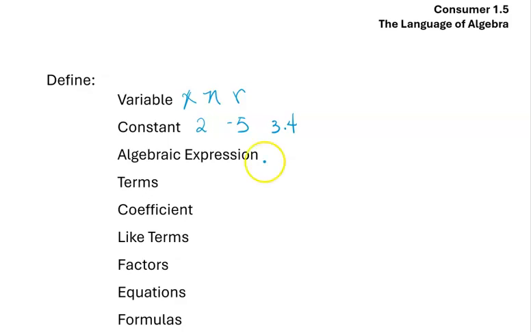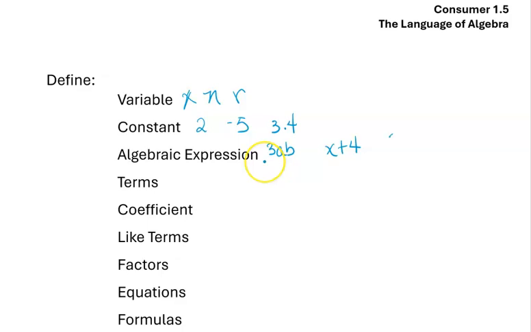An algebraic expression is a collection of variables and constants that you perform operations on. For example, 3ab is an algebraic expression. That is 3 times the variable a times the variable b. Or you've got x plus 4. That is an algebraic expression. It's a variable and a constant, and the operation between them is addition. So they're collected together with the operation of addition.